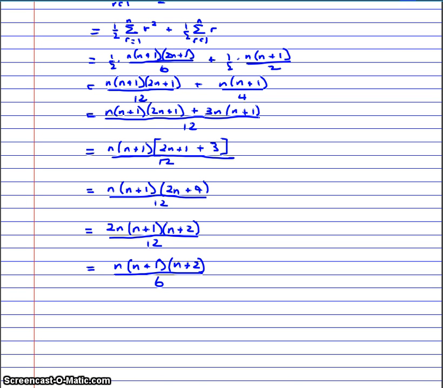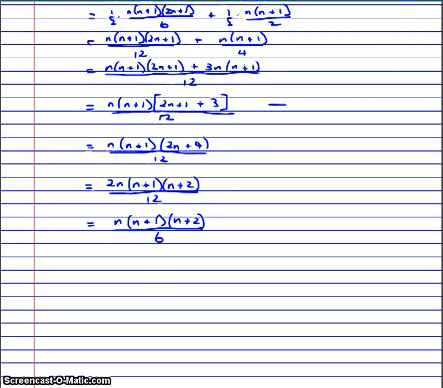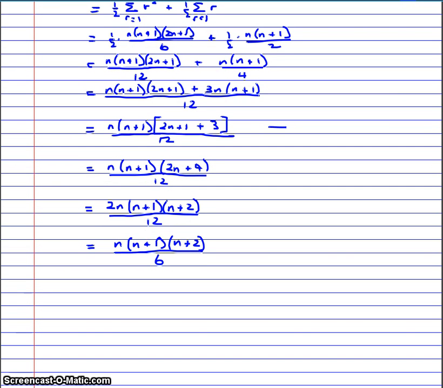So with these last few lines you can see we've taken the n times n plus 1 out, leaving us with 2n plus 1 here. And plus 3, combine that together and we get 2n plus 4 in this line, but we can also see that we've got a common factor of 2 there, so we take the 2 out the front on this line, but it can cancel with the 12, leaving us finally with n outside of n plus 1, outside of n plus 2 over 6 as our final answer for the sum to n terms.